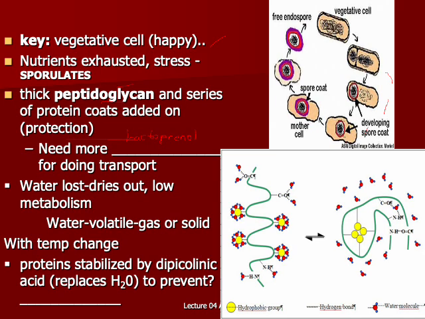Now, but what happens inside? Well, inside, the bacteria's got to get rid of its water. So it's lowering its metabolism, but why does it want to get rid of water? Because if it's going to go through a lot of high temperatures or low temperatures, water is volatile. When it's really cold, it turns to solid ice. When it's really hot, it turns to a gas, and that'll just destroy the cell. So in preparation, it's got to get rid of the water because of these temperature changes that could be coming.